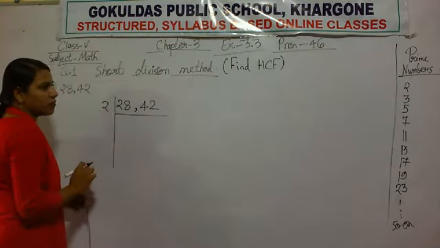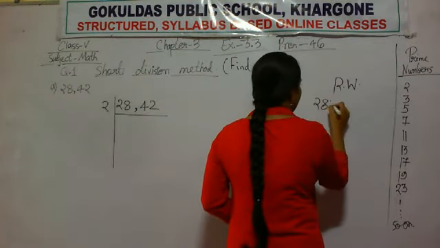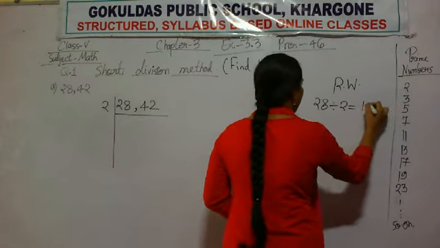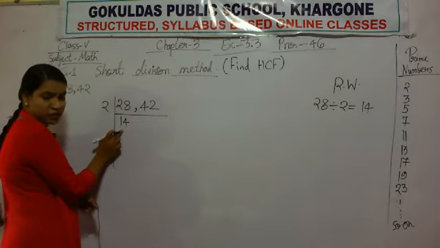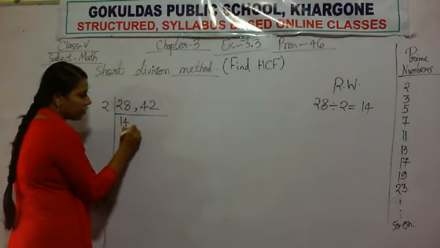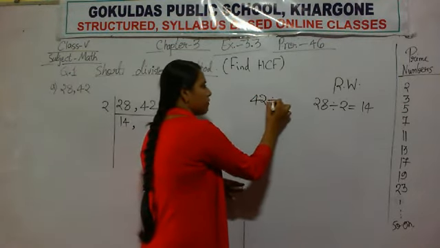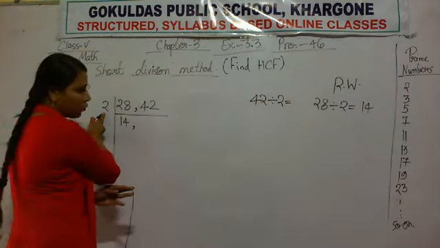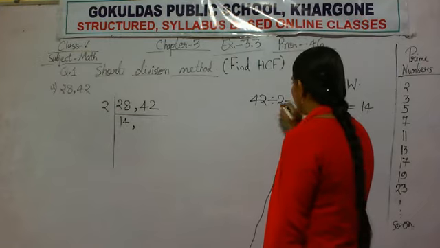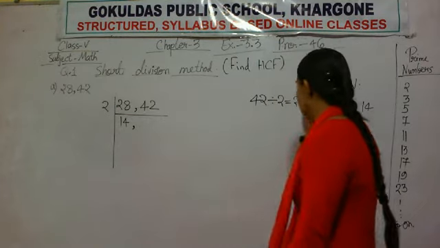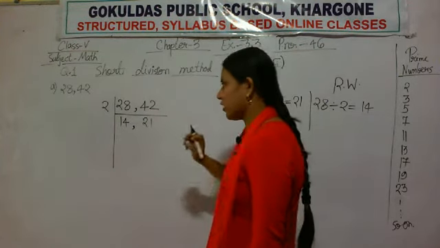When we divide 28 by 2, our answer is 14. So I will write this quotient 14 below the 28, then a comma. Now my number is 42. I will divide 42 by this 2. 2 2s are 4 and 2 1s are 2, so my result is 21. I am writing this 21 below the 42.